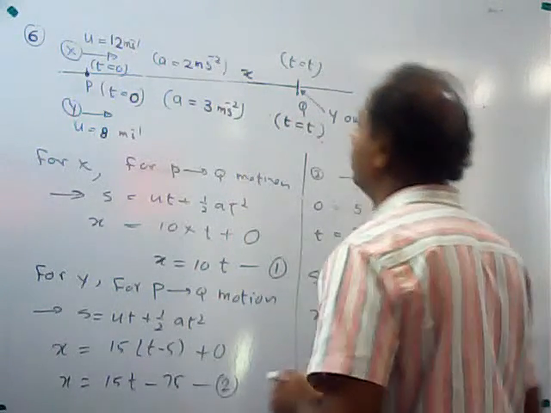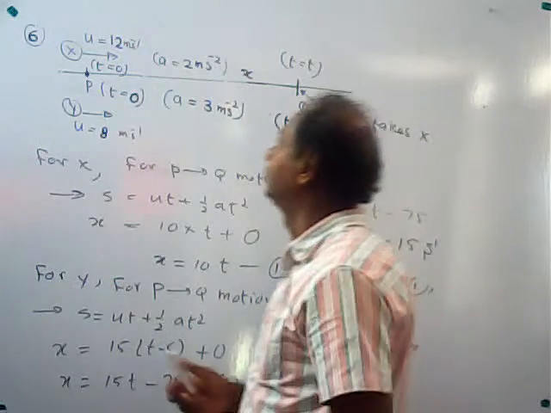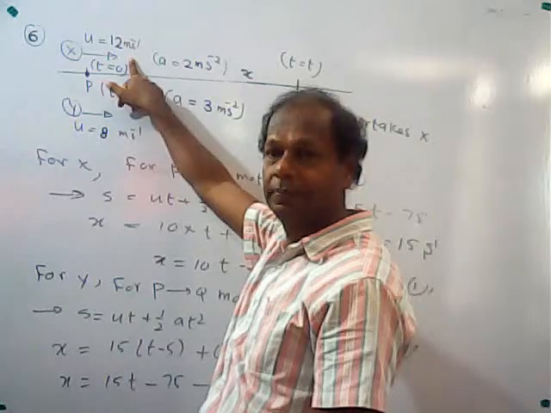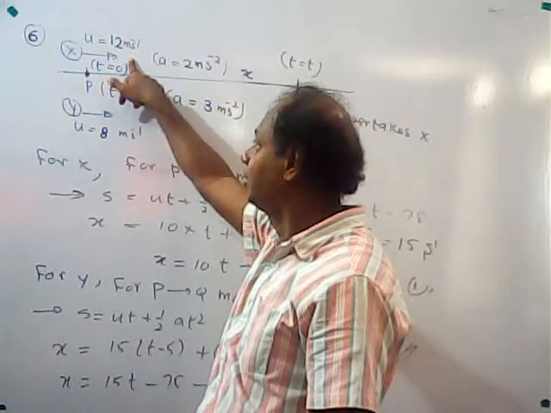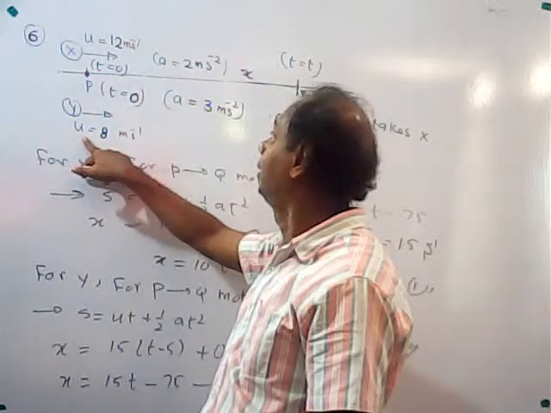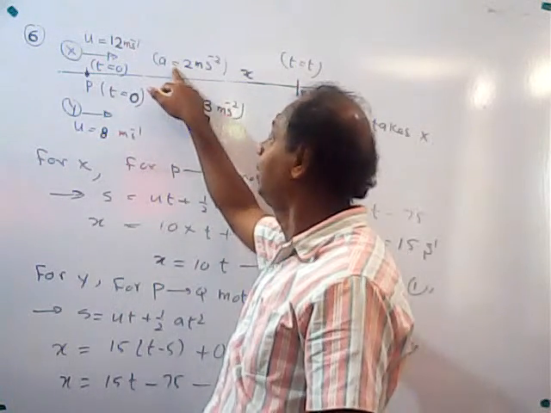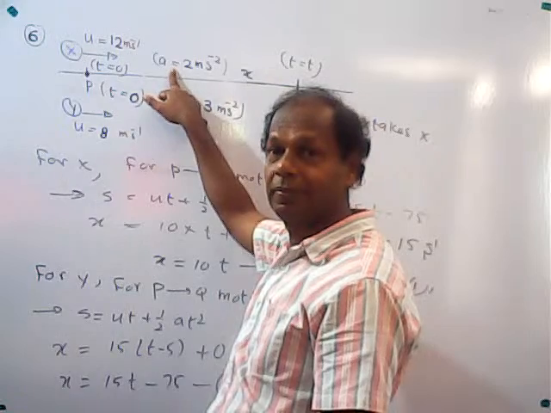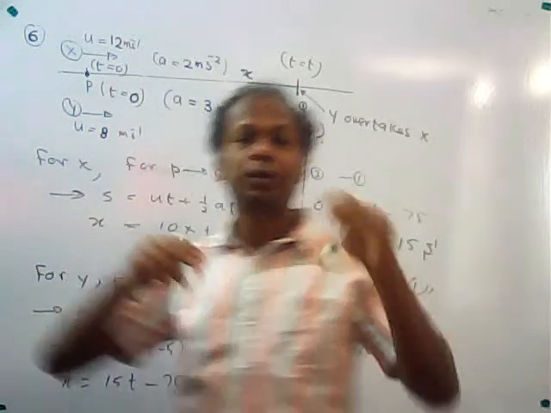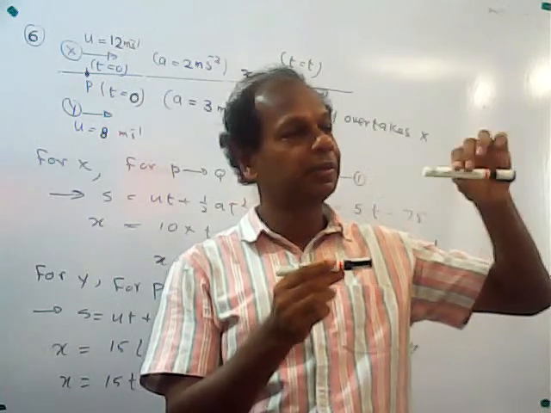So this is the story. You can show it in the diagram. At the beginning, x has a greater speed, right? Its speed is greater than that of y, but the acceleration of y is greater than the acceleration of x. At the beginning, x has a greater speed, so it's traveling fast.